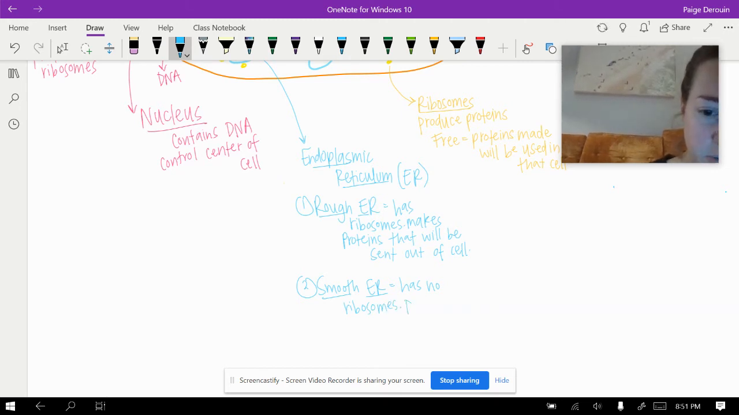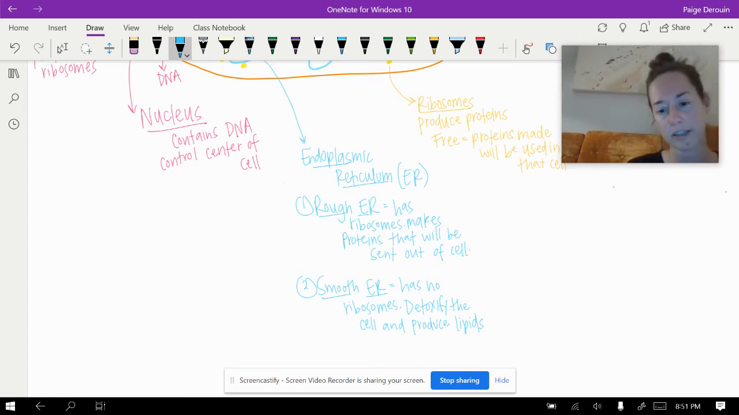Its job is to detoxify the cell and produce lipids, so fats. Some cells are going to have a lot more rough ER than smooth ER, and some the other way around. It just depends on the function of the cell.